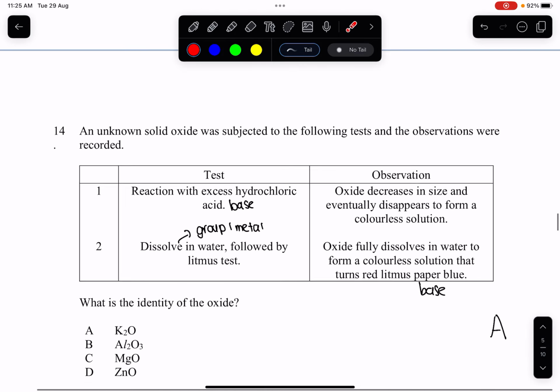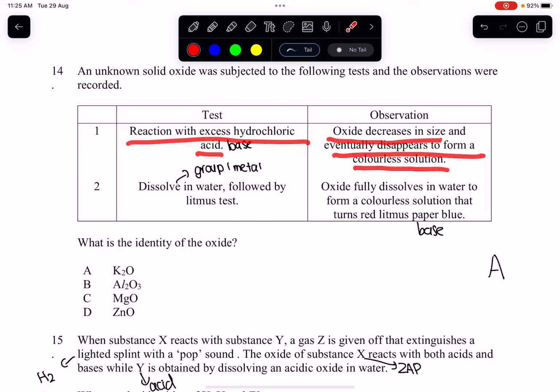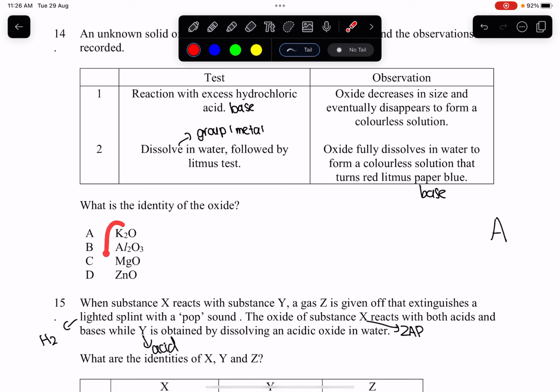Question 14. Unknown solid oxide was subjected to the following tests and the observations were recorded. First test is reaction with excess hydrochloric acid. The oxide decreases in size and eventually disappears to form a colorless solution. Which means that since it reacts with acid, it has to be a base, or at least able to act as a base. Whether it's amphoteric oxide or a basic oxide, we don't know yet, but we eliminate acidic. If you look at the options, you do have all of them being either amphoteric oxides or basic oxides.